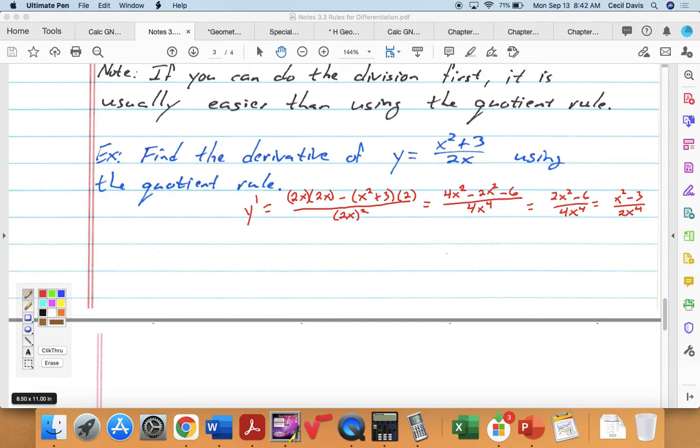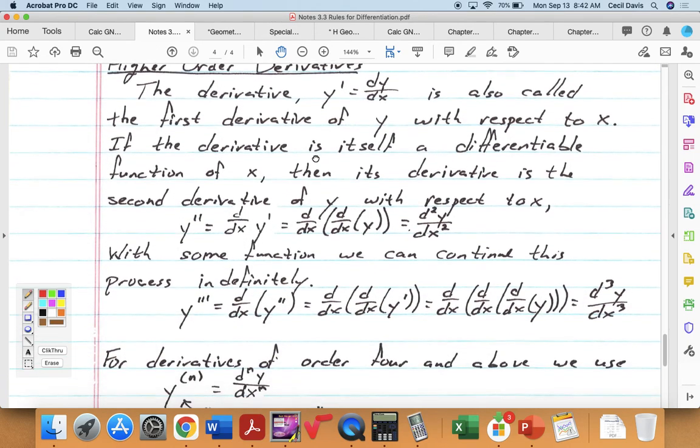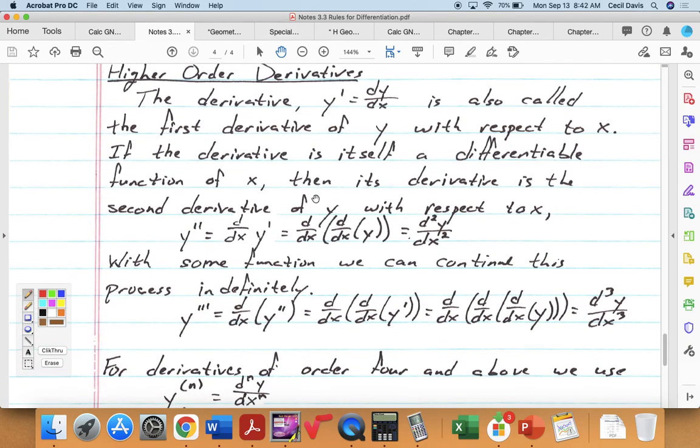We could also have done this by doing the division first. Okay, the bell's going to ring any second, but let me just show you that you can take the derivative over and over and over again.